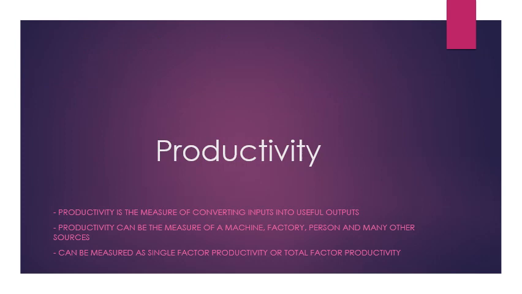What is productivity? Productivity is the measure of converting inputs into useful outputs. Productivity can be the measure of a machine, factory, person, or many other sources. Productivity can be measured by two approaches: single-factor productivity and total or multi-factor productivity. Single-factor productivity is measured by looking at the ratio of outputs to a single category of inputs, such as energy or labour costs, whilst total factor productivity measures the ratio of total outputs to total inputs.